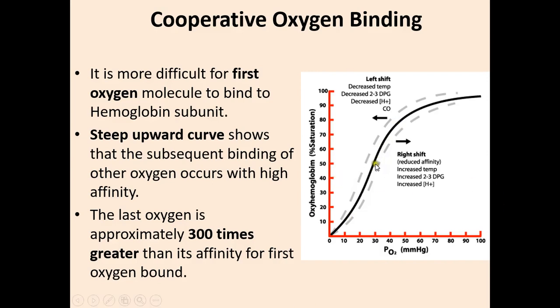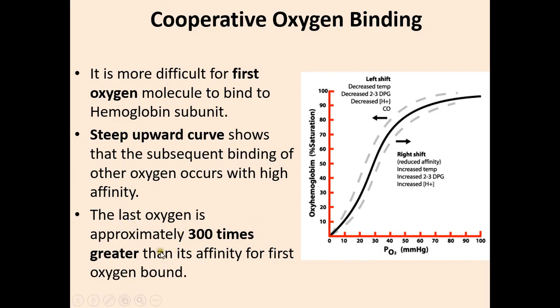This steep upward curve is because of the increased affinity of the remaining subunits of hemoglobin towards oxygen, increasing the binding of the second, third and fourth oxygen molecules between a pressure of 20 to 30 mm of mercury. It permits hemoglobin to carry and deliver oxygen efficiently from sites of high partial pressure of oxygen to sites of low partial pressure of oxygen.